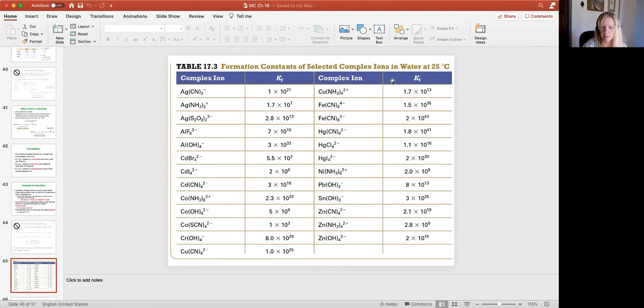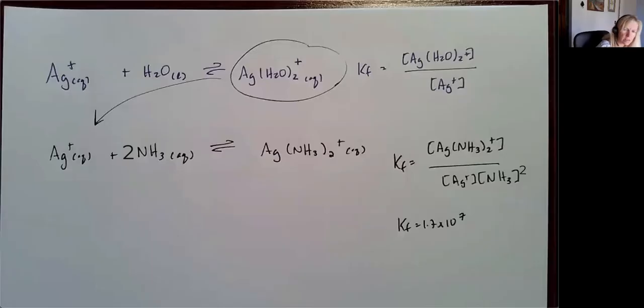So I'm going to look and see if I have a Kf value for copper with ammonia. I do. Oh, it has 4, so that's going to be my complex that's going to be formed. So the larger the Kf value, the more favorable that formation of that complex is.